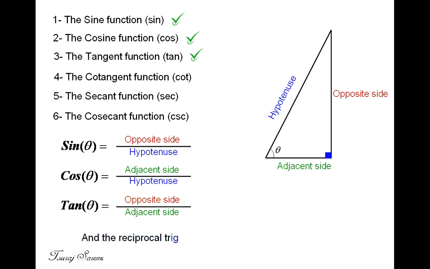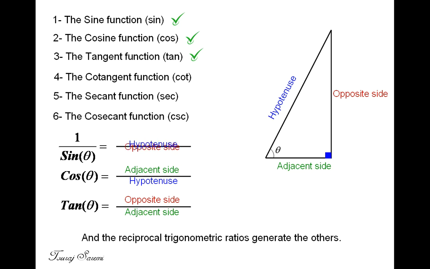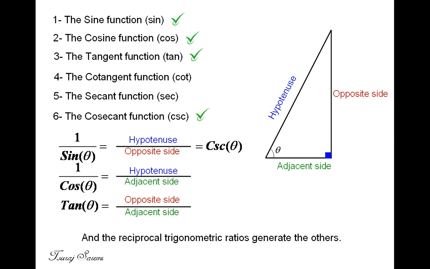And the reciprocal trigonometric ratios generate the others. Reciprocal of sine is cosecant. Reciprocal of cosine is secant. Reciprocal of tangent is cotangent.